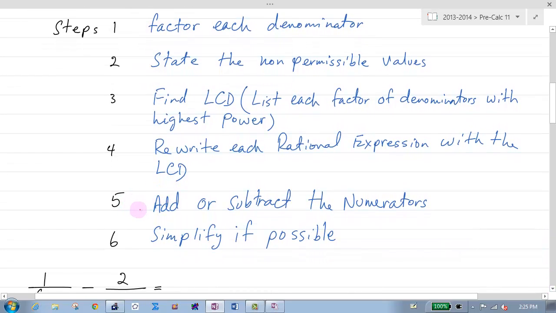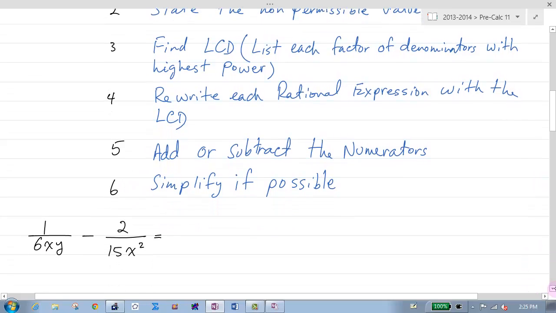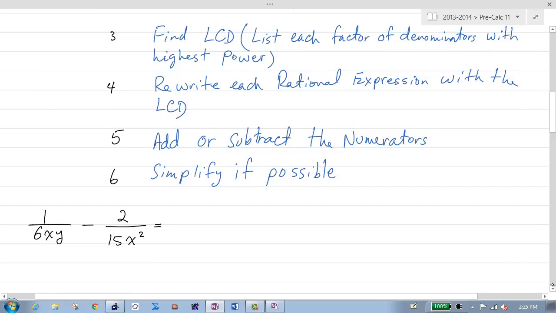As step 5, add or subtract the numerators, and then at the end, simplify if it is possible. To make life easier for myself, like we did with the previous examples, I'm going to group all the numeric stuff at the beginning. So on top we're going to look at the numeric part of the numerator. In the denominator, I have 3 times 8.